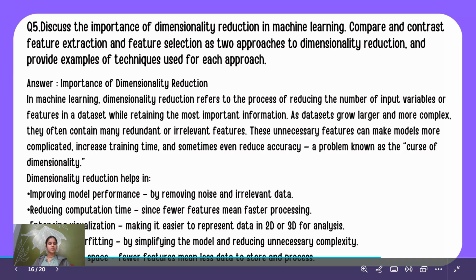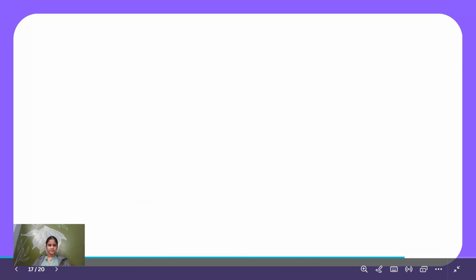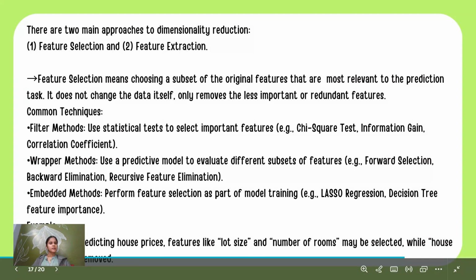A problem known as the curse of dimensionality. Dimensionality reduction helps in improving model performance. Second, reducing computation time. Third, enhancing visualization, preventing overfitting, and saving storage space. Now, there are two main approaches of dimensionality reduction. First one is feature selection and second one is feature extraction.